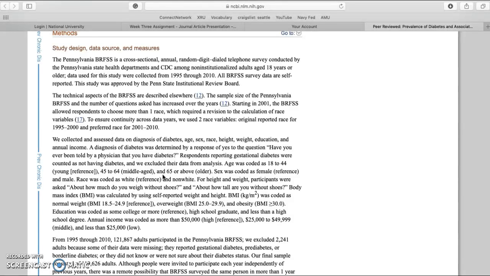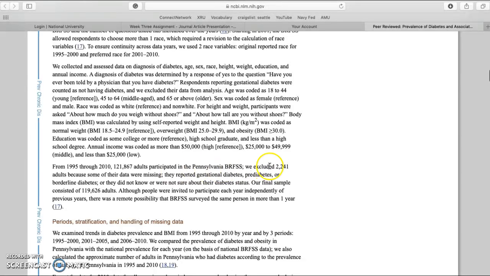So there was some exclusion in the criteria that I noticed, and participants that weren't included ended up not being calculated in the final analysis, which you'll see right here as well. About 2,241 of those adults were not used in the study due to some missing data, or they reported they have pre-diabetes or borderline diabetes, but weren't really sure or never really diagnosed with diabetes. So the study ended up taking that grouping out, which left a total then of 119,626 adults.